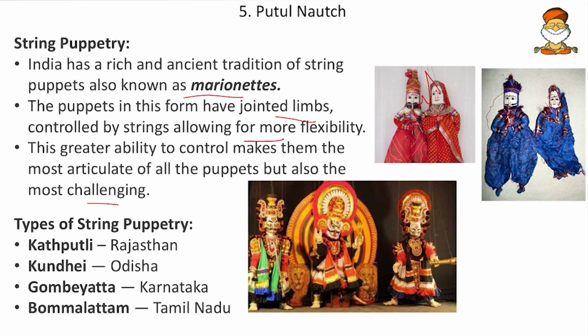And here we have some of the examples of string puppetry, that is the Kathputli of Rajasthan, and then Kundhei of Odisha, and then Gombeyata string puppetry of Karnataka, and Bommalattam of Tamil Nadu. Friends, again here, try to remember some of the keywords. So Gombe means doll, or Bommalu means doll. So Putli, again a doll. So here, if you catch the language properly, you will get some or the other hints to hit in the prelims exam. So give importance to the words, especially in art and culture and also in science and technology.